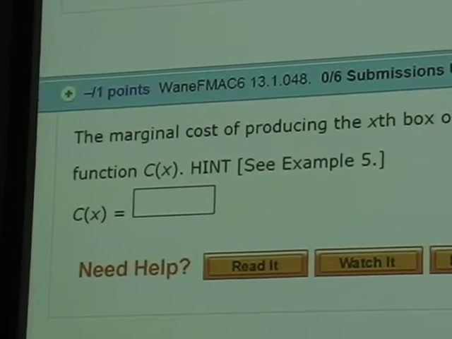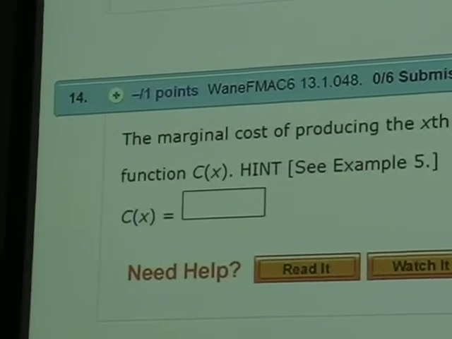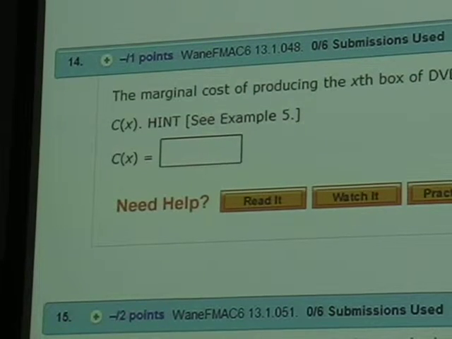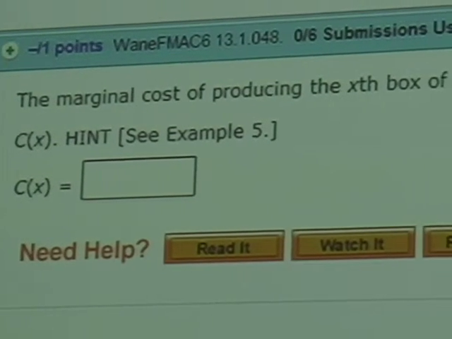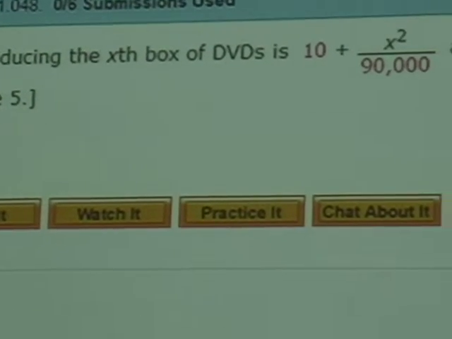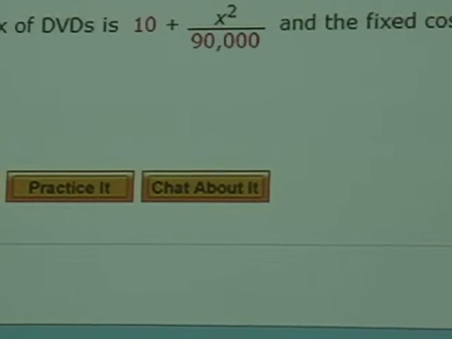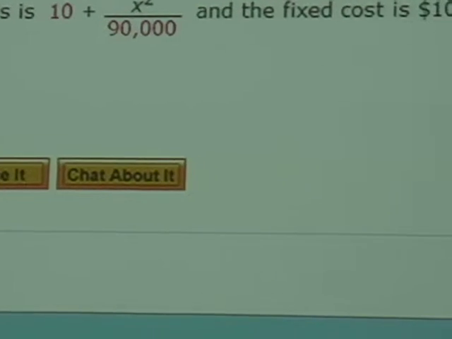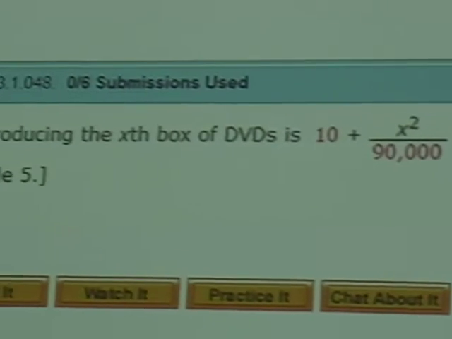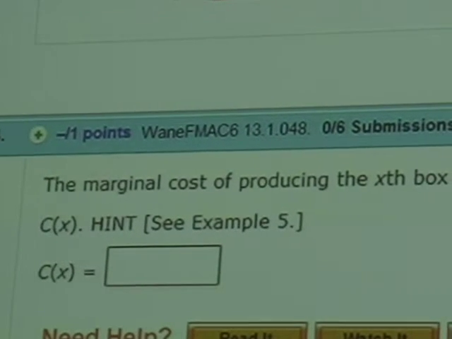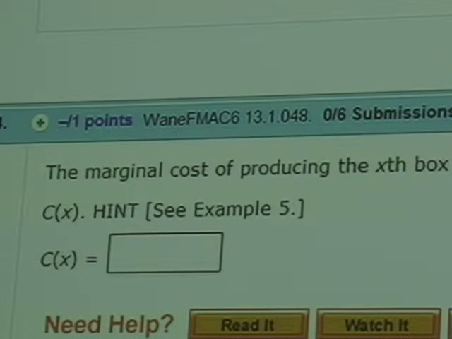Now, we didn't, well, we did, but we didn't. Okay, what's the second word in problem 14? Begins with an M. What? Marginal. Good, you can all read. Okay, what does marginal mean? When they say marginal cost, what does your economics teacher mean?